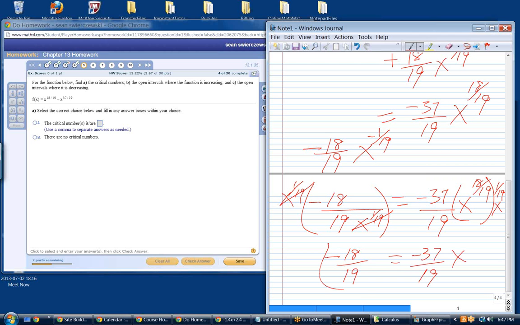So x is equal to 19 over 37 times that. Follow me on that? And then the 19ths cancel, the negative signs cancel, and you end up with x equaling 18 over 37.